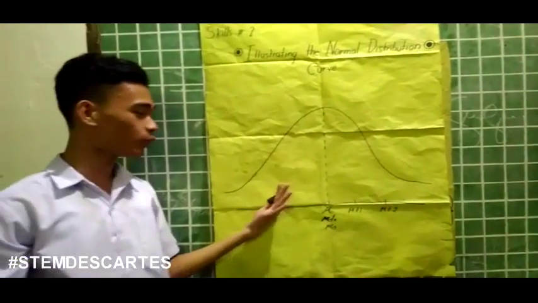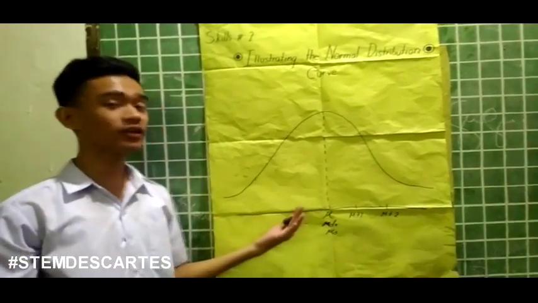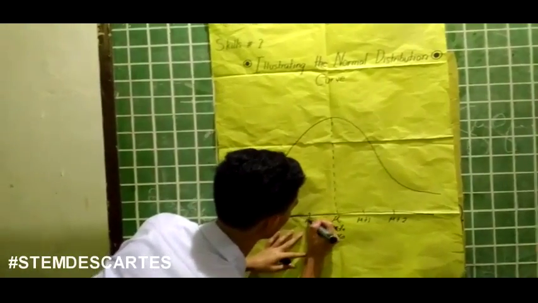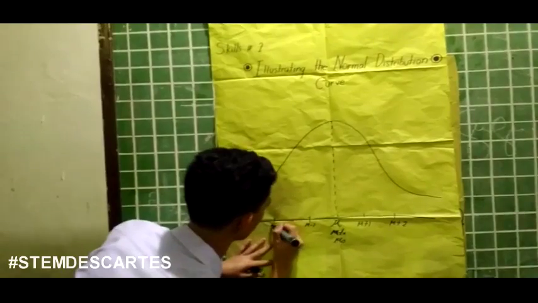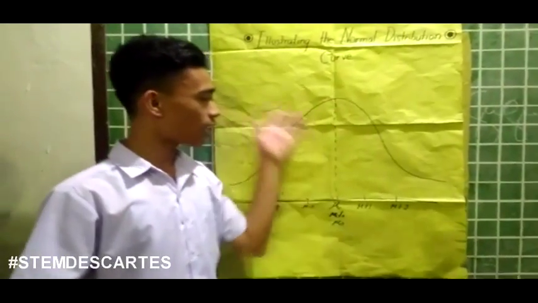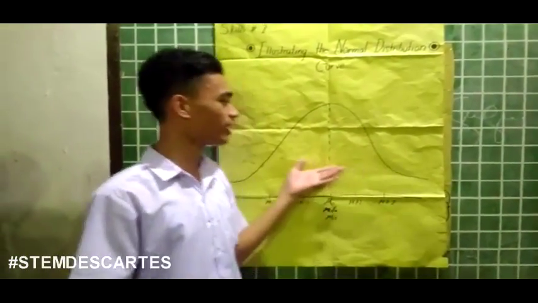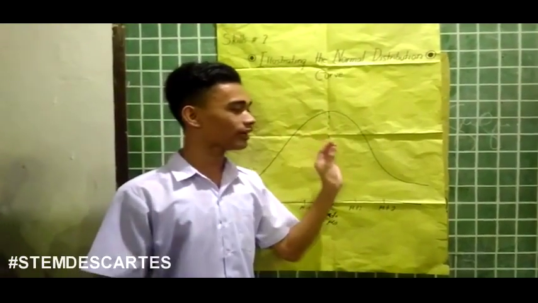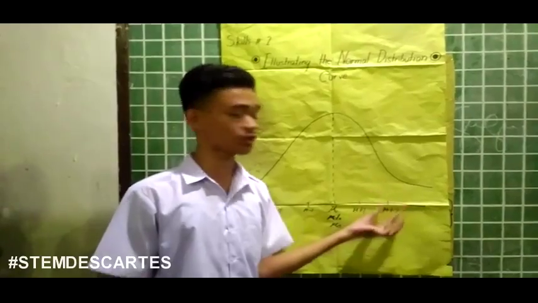While on the left side, we will put the mean minus 1 standard deviation. Property number 5: the curve is asymptotic to the baseline. So, in our curve, making sure that it never reaches or touches the baseline.